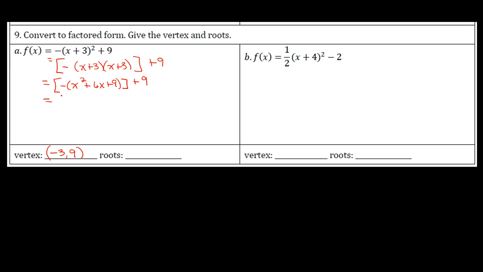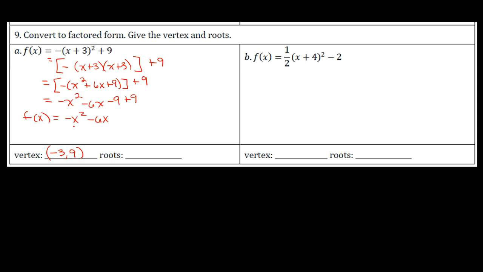And now we're going to distribute this negative only to the trinomial. And now I can bring in the plus 9. And this is standard form. Notice -9 plus 9 is 0. So my y-intercept, if it was asked, would be 0, 0.